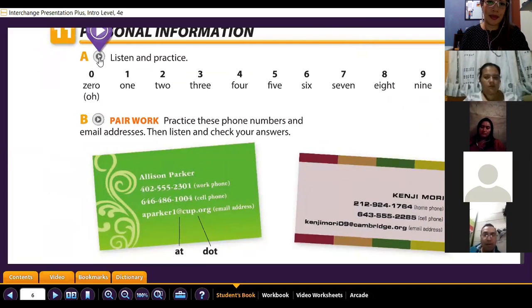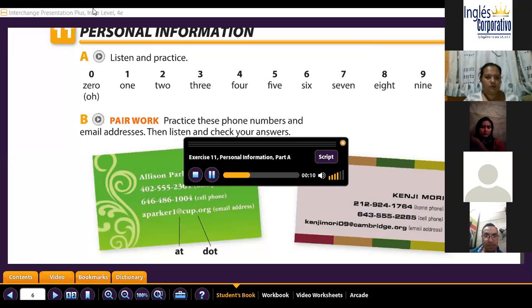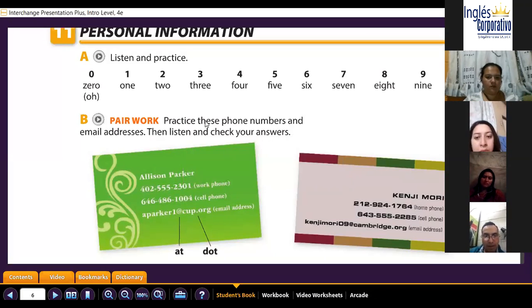Vamos a repasar esto. Page 6, exercise 11, personal information. Part A, listen and practice. 0, 0, 1, 2, 3. 4, 5, 6, 7, 8, 9, 10.